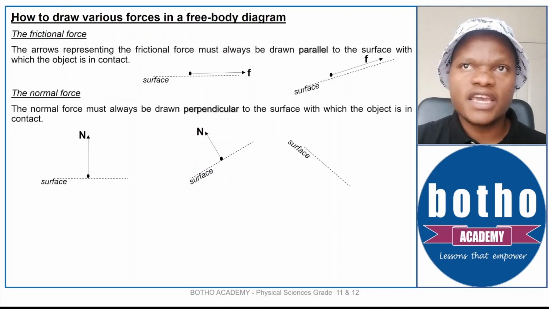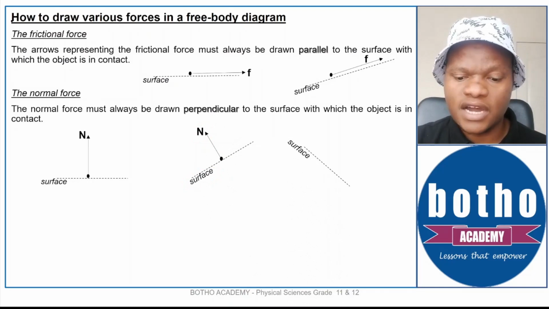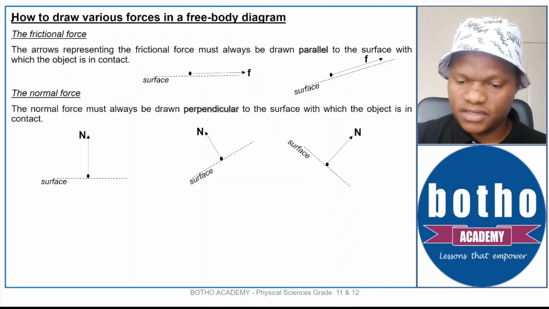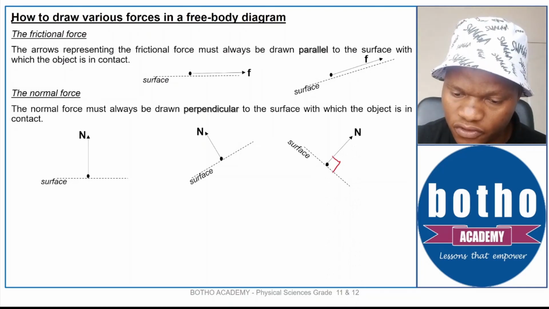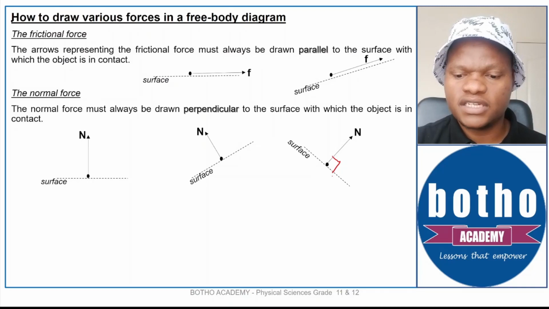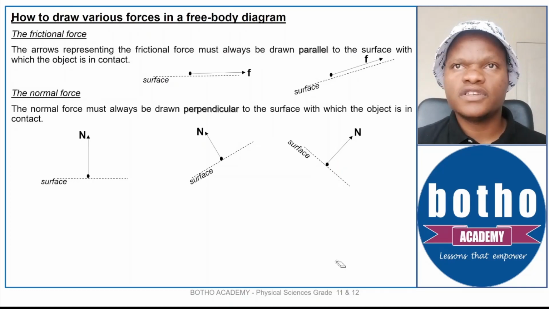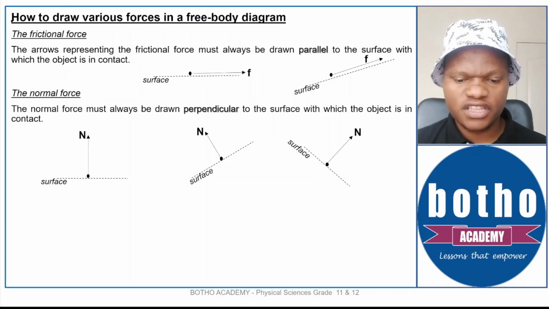All right, again we have the surface now still an incline, but now facing the other direction. The normal force must always be perpendicular to the surface. Again, the angle between the normal force and the surface must be 90 degrees at all times, regardless of the orientation of the surface. So make sure that you get the normal force correct.